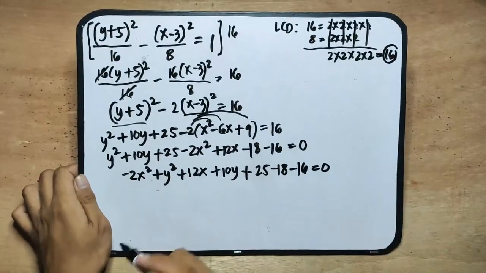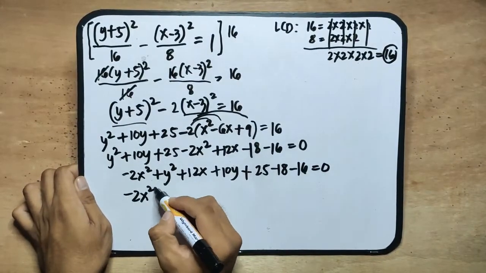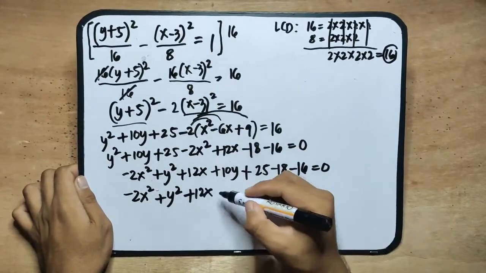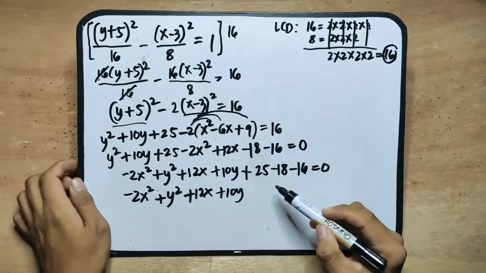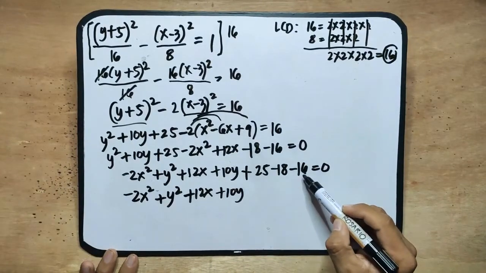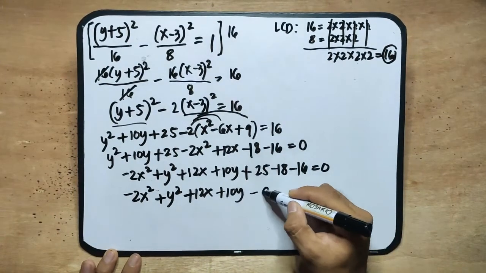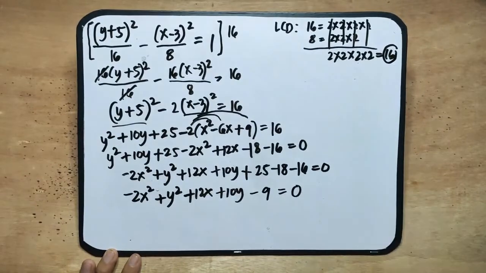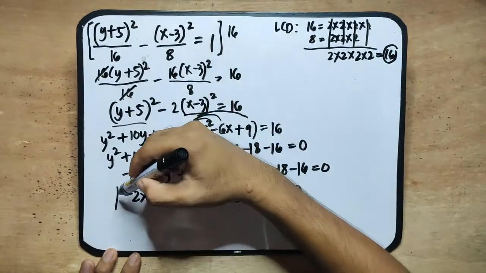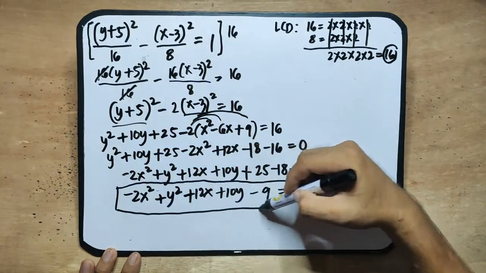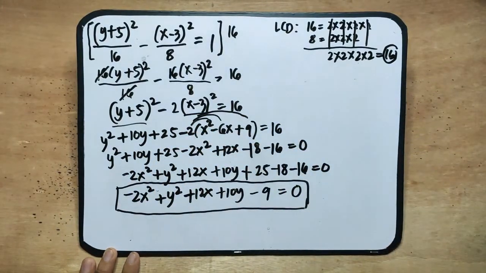So simplifying further, we just bring down negative 2x squared plus y squared plus 12x plus 10y. So negative 18 minus 16 is negative 34. Negative 34 plus 25 is negative 9, is equal to 0. So this is our general form for the given standard equation of a hyperbola. Understood?